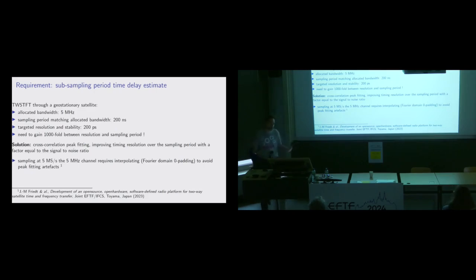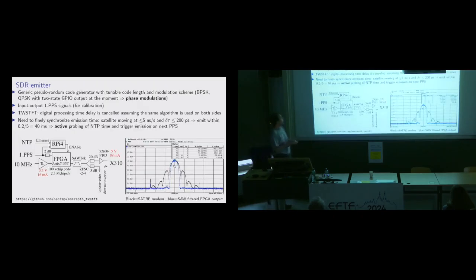Actually, you can demonstrate that the improvement on the timing resolution is equal to the signal-to-noise ratio. And as opposed to GNSS, a geostationary satellite link is a high signal-to-noise ratio condition, so you can actually reach very strong improvement on the correlation peak position. So on the transmitter side, what I wanted to do is something as simple as possible.